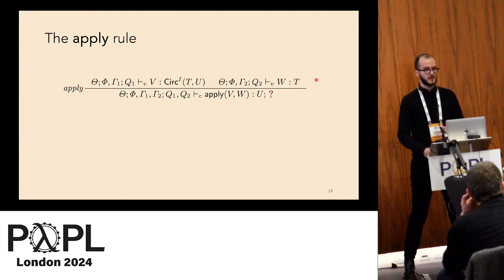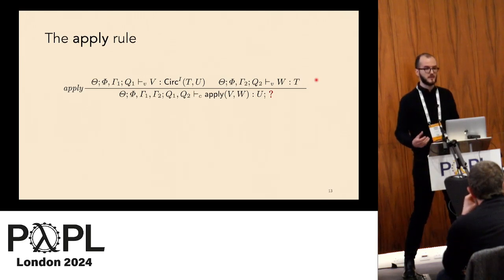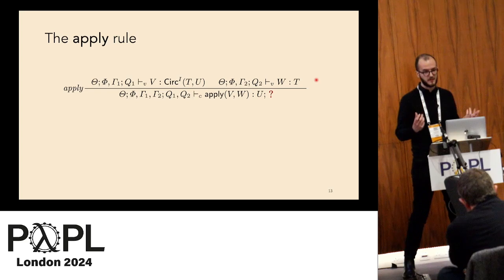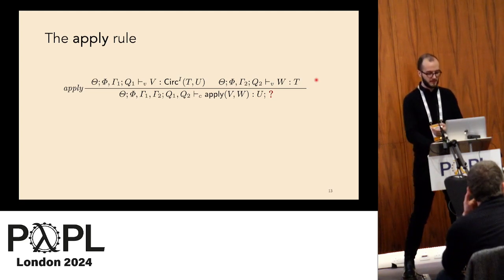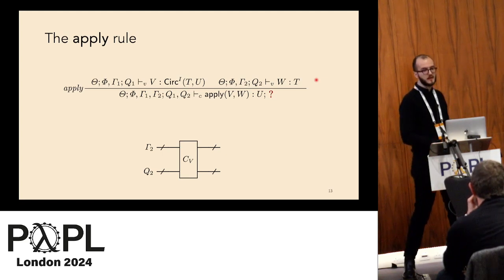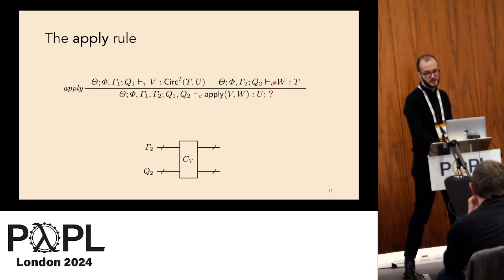From the circuit building perspective, what's happening here? So V is a boxed circuit, which means that there is a circuit object associated to it. Let's call it CV. And apply does nothing but basically turn that datum into a side effect. So the circuit that gets built is this one, and the inputs to this circuit are the wires that are contained in contexts gamma 2 and Q2, because these are the contexts under which we type W.